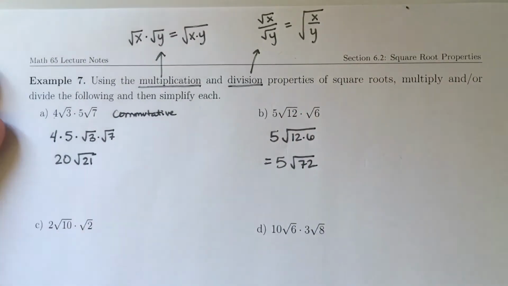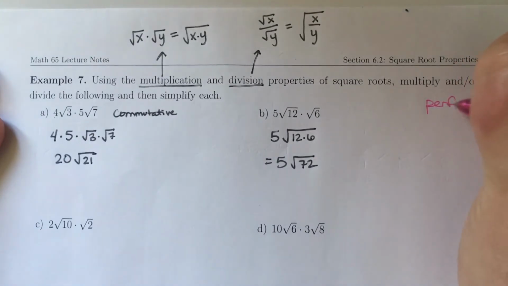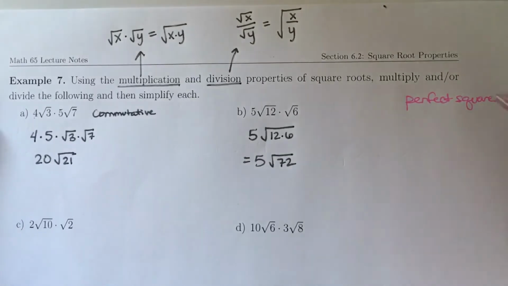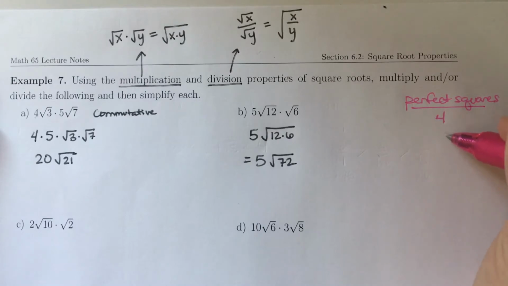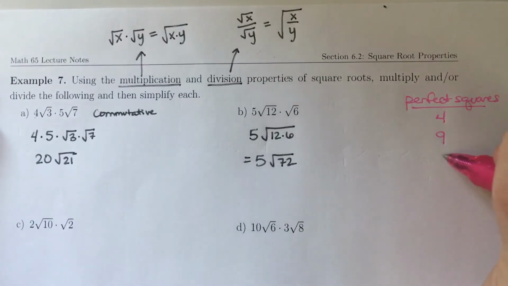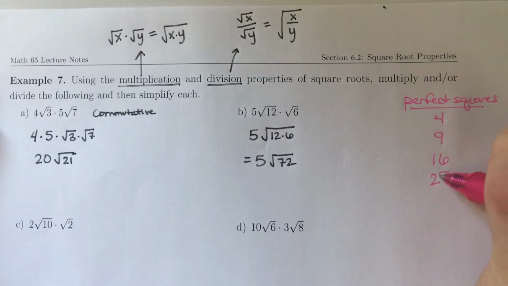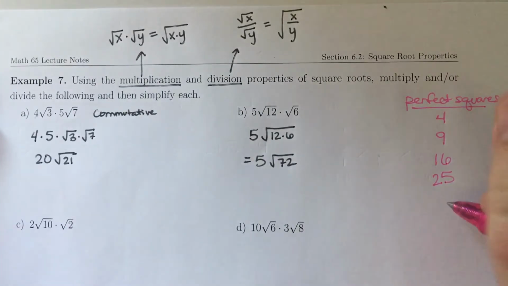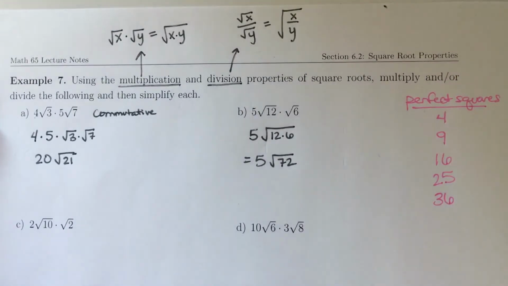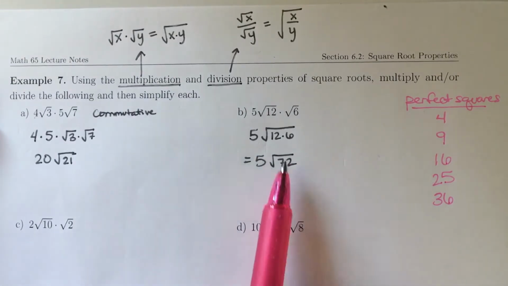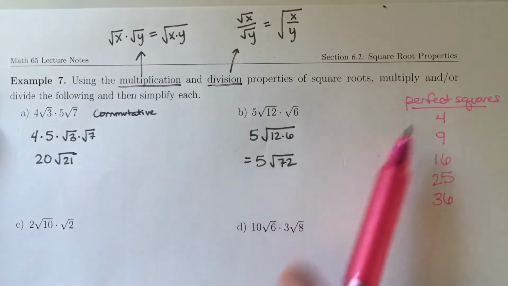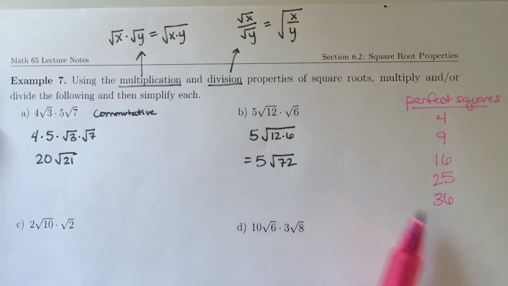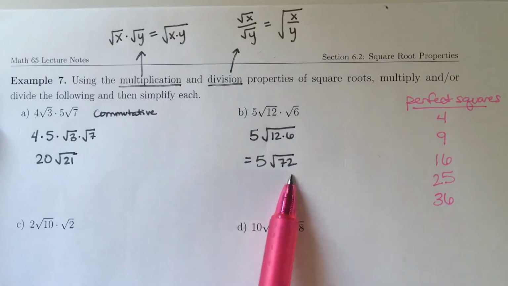72 does have perfect square factors. So let's make a little list of our perfect squares just so they're readily available. The factors we should be looking for are numbers like 4, which comes from 2 squared, 9, which is 3 squared, 16, which is 4 squared, or 25, which is 5 squared. Sometimes we might go up to 36. Actually, 36 does go into 72. But if you didn't see that, you could maybe try 9 or try 4. There's actually 4, 9, and 36 all go into 72.